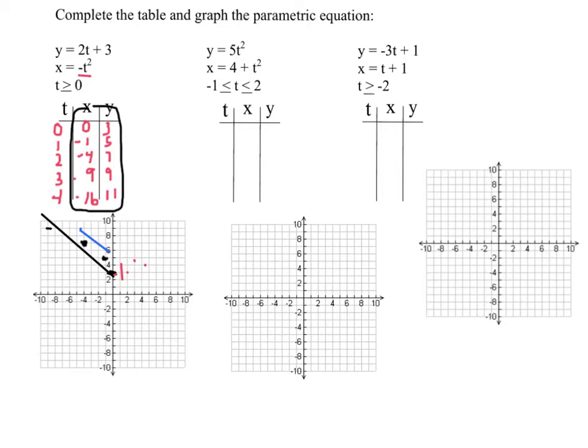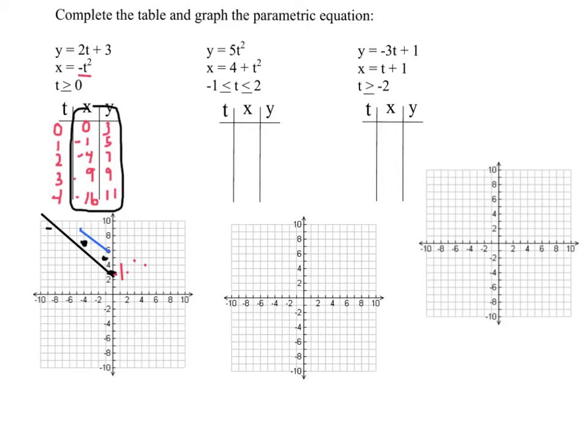In this case, we aren't going to have a terminal point because the graph had no ending. I didn't have an end to t. I didn't have a range of t values.